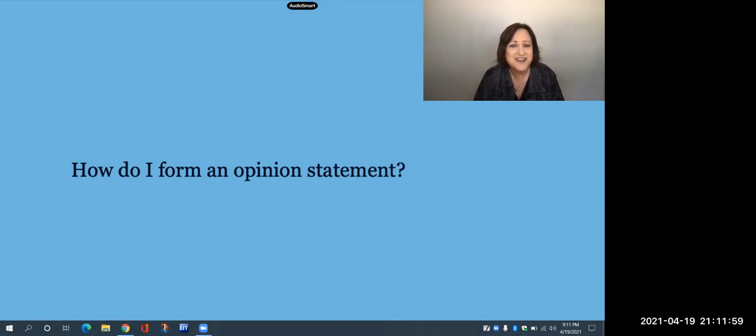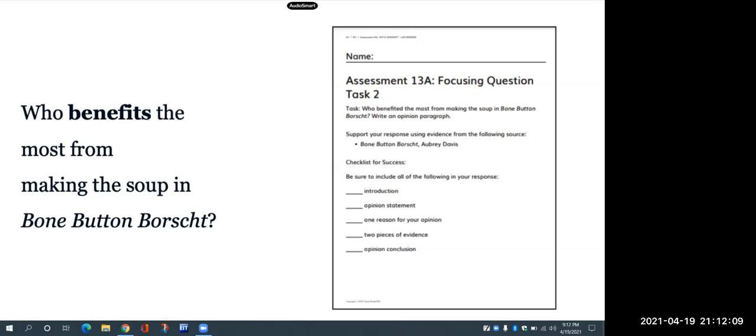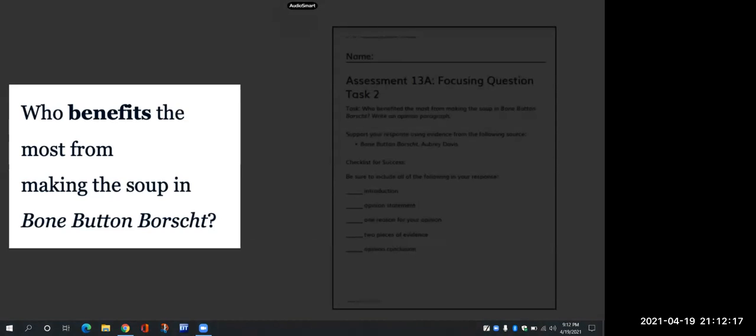With all your new knowledge about forming opinion statements, you're now ready to collect evidence for focusing question task 2. As you work on assessment 13A, focusing question task 2, you'll be working to answer this question: who benefits the most from making the soup in Bone Button Borscht? The word benefit means to gain something positive or good. So who is gaining something good from making the soup in Bone Button Borscht?